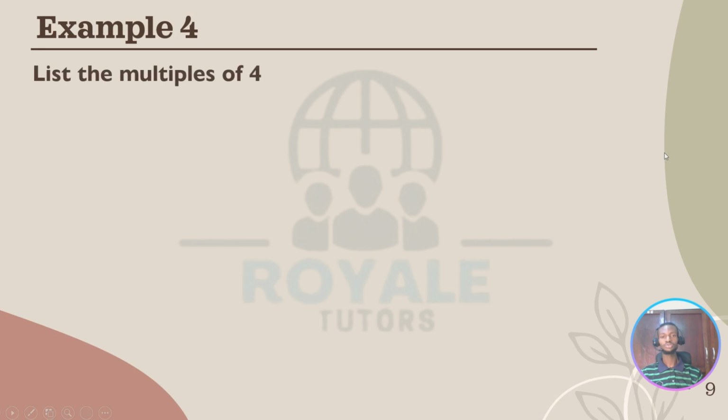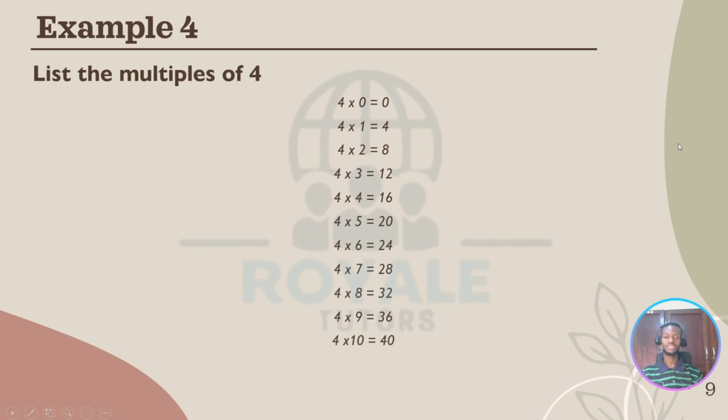Then we have multiples of 4. We can follow the same process, the same steps: by 0 to get 0, by 1 to get 4, by 2 to get 8, by 3 to get 12, by 4 to get 16, by 5 to get 20, and we continue to get 24, 28, 32, 36, 40, 44, and 48, which is by multiplying by 12. So these are the multiples of 4.